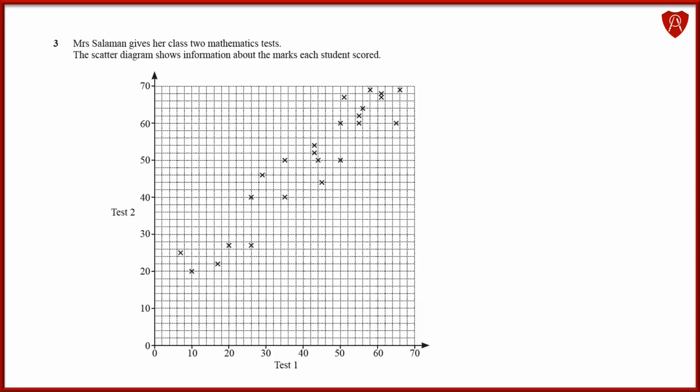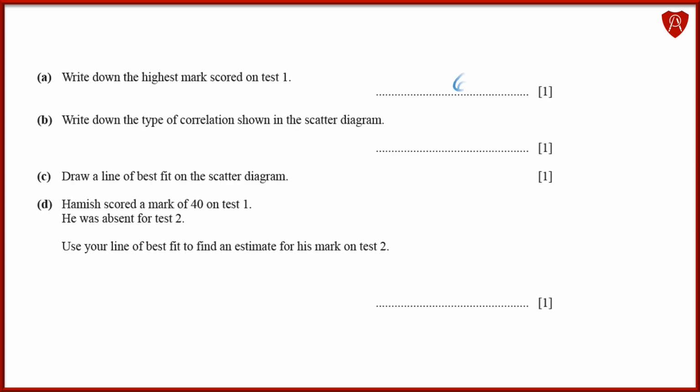We need to look again at the graph. And since we are looking for test 1, we need to read the horizontal scale, and the marks are increasing towards the right. So we need to use our ruler and slide it to the right until we align it to the rightmost mark, which is 66. 66 is our answer.